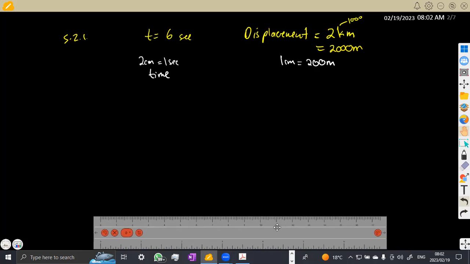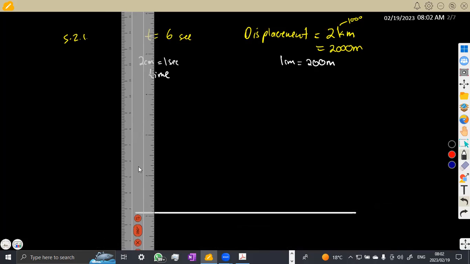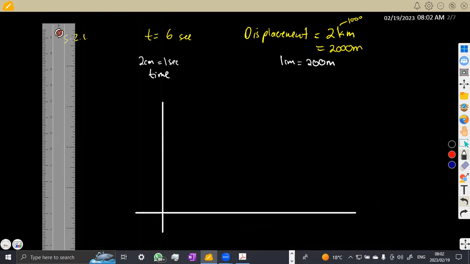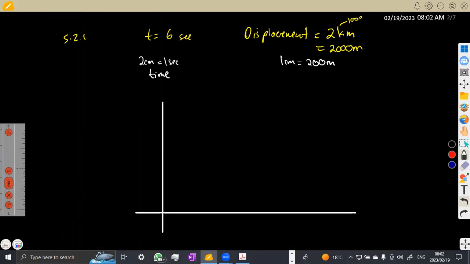So remember, this is displacement versus time. So this is our time axis. Then we move on to the displacement. So this is the axis for displacement. We are going to have something of this nature. If we take a closer look, we are given our time. So this is our time axis, our time in seconds, and this is our displacement. Displacement in what? In meters.